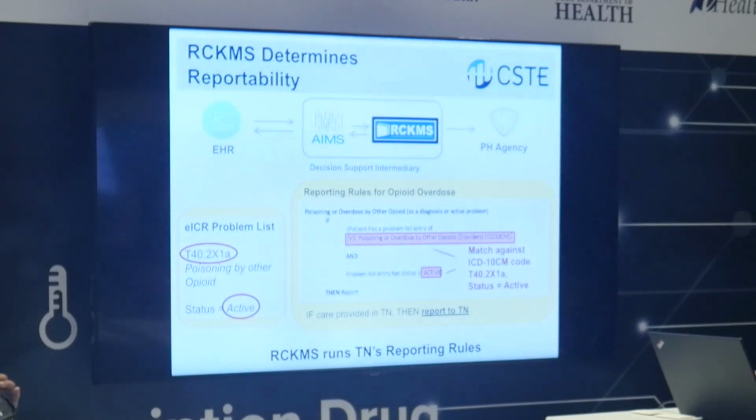At the same time, RCKMS repeats the process for Tennessee and it also finds a match against Tennessee's reporting logic. RCKMS confirms that Tennessee wants reports based upon the facility's address and confirms that this is a reportable event of opioid overdose to Tennessee.